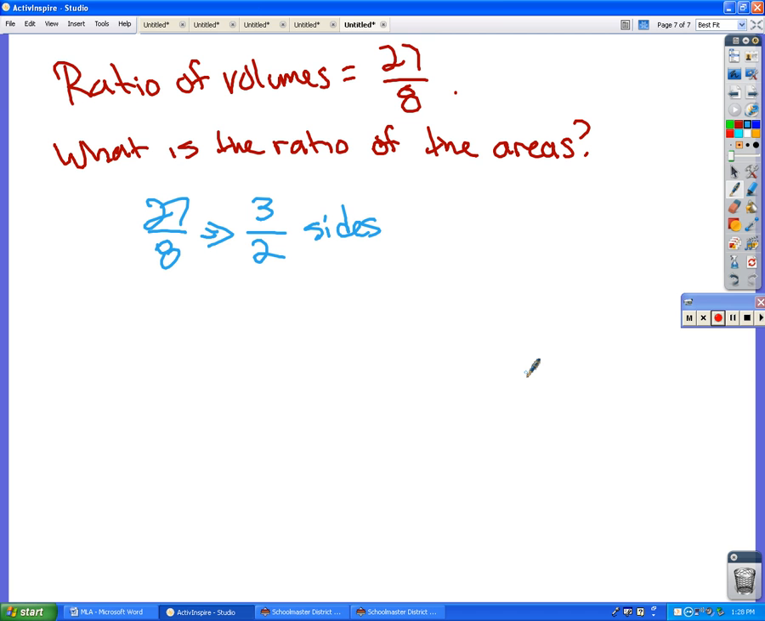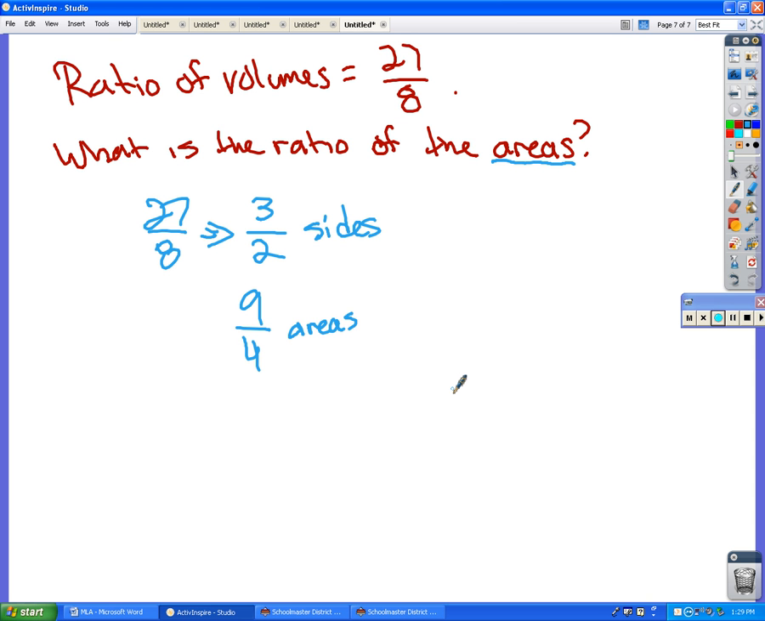Okay? But we want the ratio of the areas. So if I know the ratio of the sides, what do I do to get the ratio of the areas, Jacob? Square to 9 over 4. Right, square the 3 over 2 and get 9 over 4, which would be the ratio then of the areas, okay? So they can make your life difficult, and I'm sure they will, by making you bounce around between all 3 of these ideas, okay?